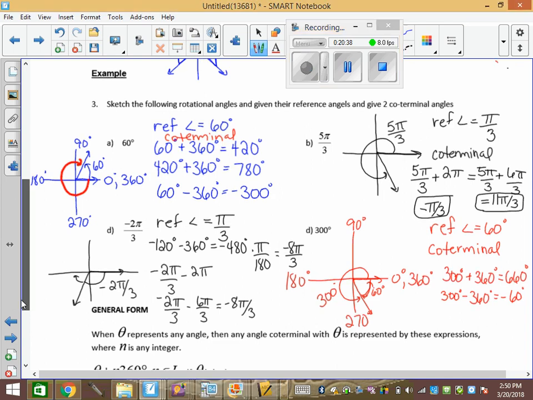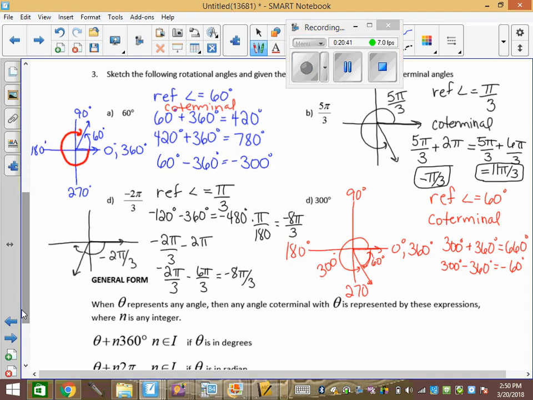The other coterminal would be, I have no room, negative 2 pi over 3 plus 2 pi, or you could go negative 120 plus 360, which is positive 240, convert that to radians. Four pi over 3 would be the other one. Okay.